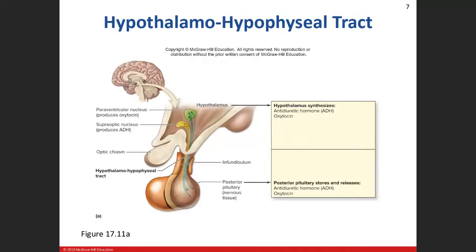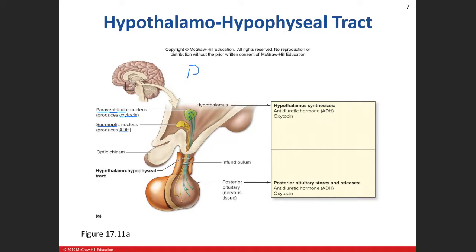Okay, so jumping down here to our picture, here you can see you've got your paraventricular nucleus and your supraoptic nucleus. You do want to know this. The paraventricular is going to synthesize oxytocin. The supraoptic nucleus makes ADH, antidiuretic hormone. Antidiuretic hormone. Got to know that.